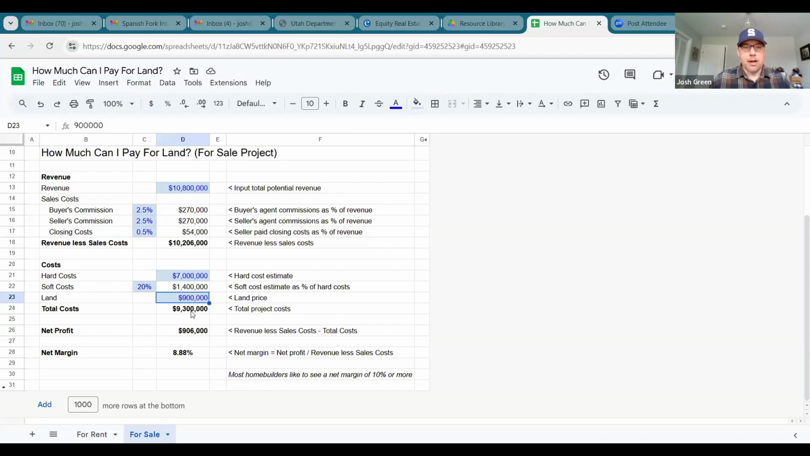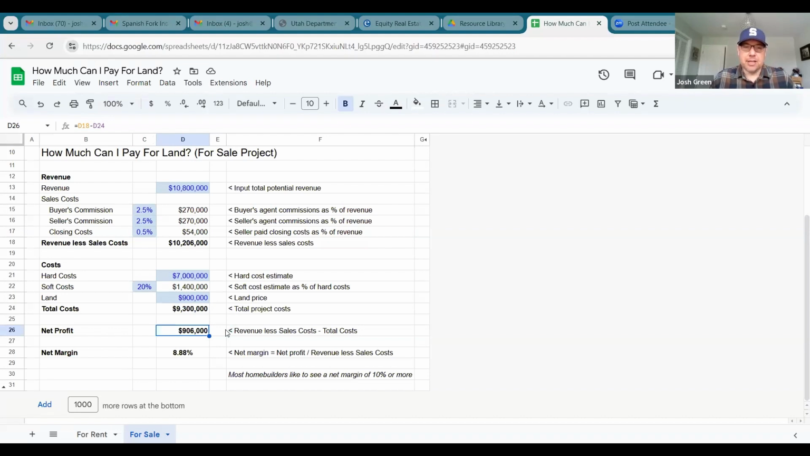Okay, so in this example, our total costs are $9.3 million. Our net revenue, our total revenue after paying closing costs and commissions, is $10.2 million. So that leaves us a profit of about $900,000, right? So this is where you decide, right? Is this worth your time to go through all the work to build this, for a $900,000 profit? And that's an individual choice. A lot of builders will look at either a gross margin or a net margin.